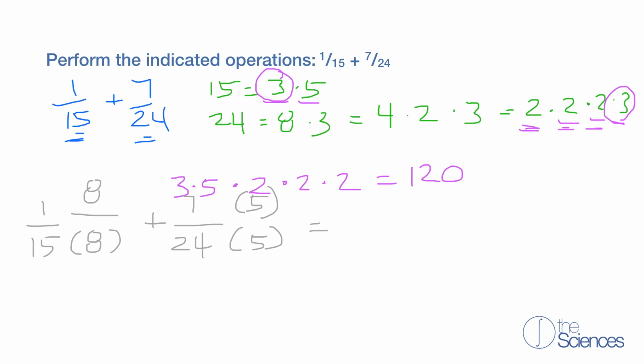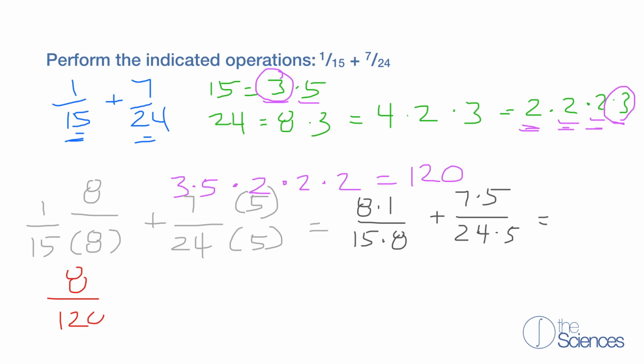So now we can rewrite this as 8 times 1 over 15 times 8 plus 7 times 5 over 24 times 5. So now 8 times 1 is 8 over 120 plus 7 times 5 is 35 over 120. So now 35 plus 8 gives us 43 over 120.